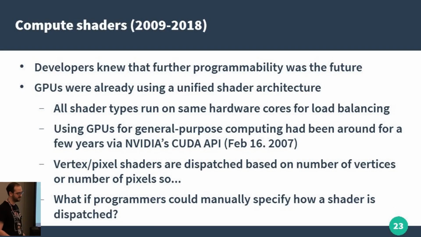So for a while, game developers knew that further programmability of GPUs was the future. GPUs had already implemented what is known as a unified shader architecture. And what the hell does that mean? Basically, way in the past, in the hardware TNL days, the vertex processing and the pixel processing would actually have different dedicated hardware for those sections. So you couldn't use the pixel processing hardware to do vertex processing work.